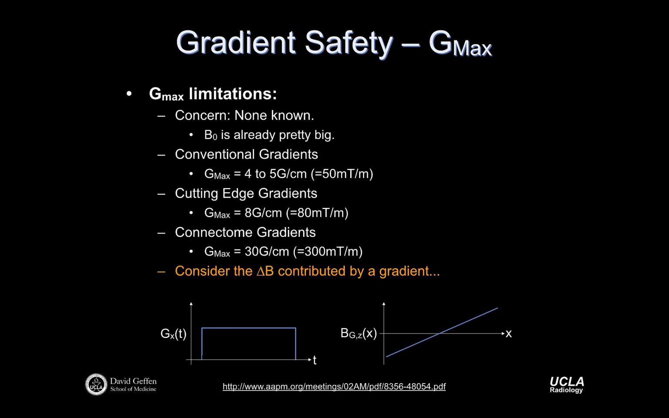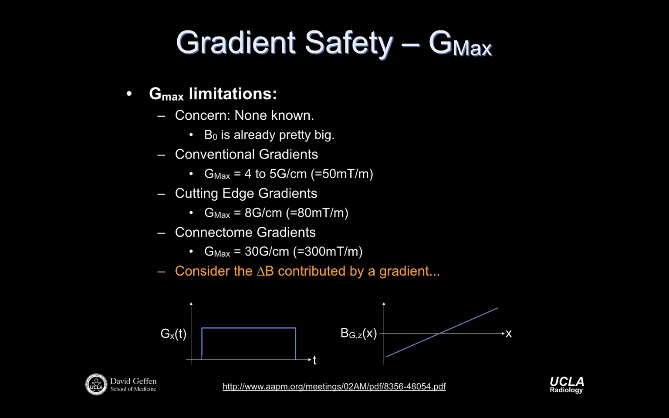And so it bears out here: if you multiply the gradients by the distances we care about, you're in the millitesla range. If we talk about the Gmax that different systems are capable of, conventional systems are 4 or 5 Gauss per centimeter. We have a couple of cutting-edge systems here that are about 8 Gauss per centimeter. And then there's the so-called connectome gradient, part of the big brain imaging consortium at several institutes. They have specialized hardware capable of 30 Gauss per centimeter. But this is the edge of engineering design right now.